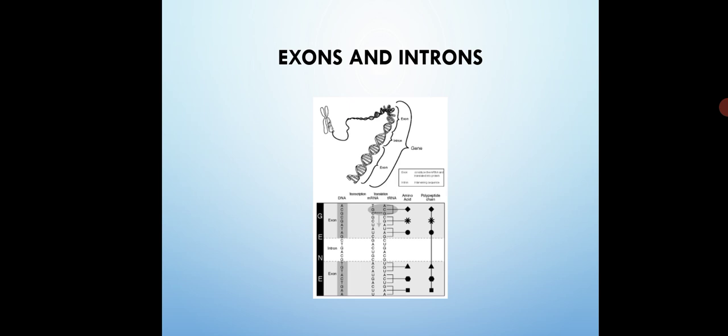And the gene also has coding and non-coding regions. A coding region of the gene is called an exon, and a non-coding region of the gene is called an intron. So during mRNA processing, the introns are removed by the splicing process.